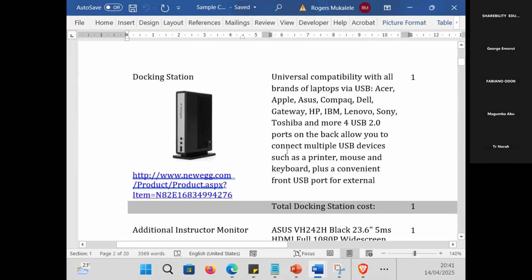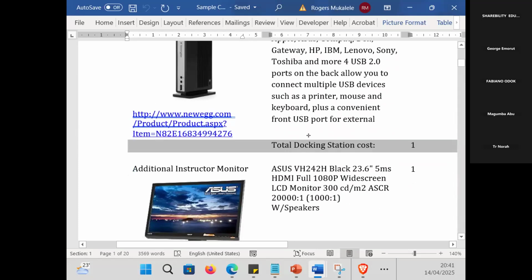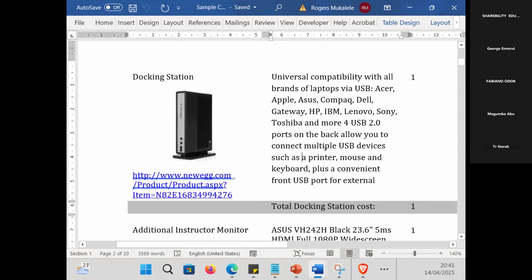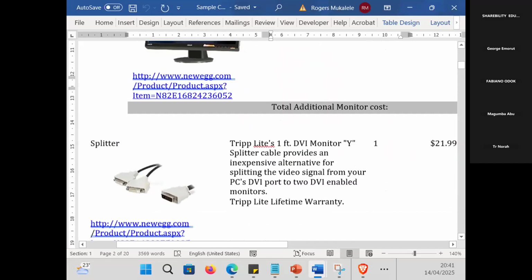The other one we talked about was anywhere computing. Now this is standalone. We have a docking station. This is something that could be used to connect multiple USB devices like a printer and others. It is an optional thing. We have the instructor monitor, a stronger monitor, a bigger monitor, a wide screen, so the lab technician can be using it to create the content, multimedia, and whatever.